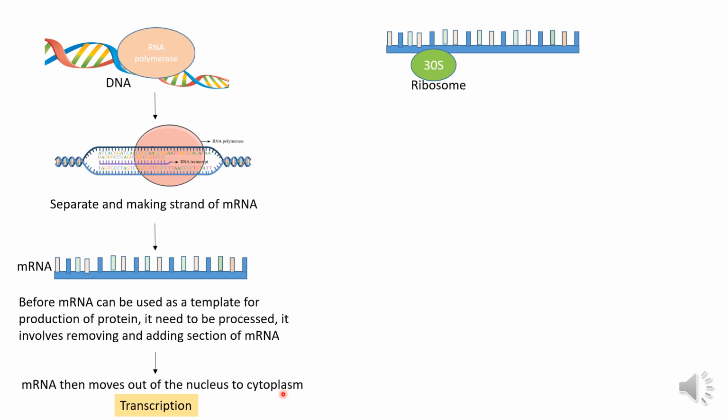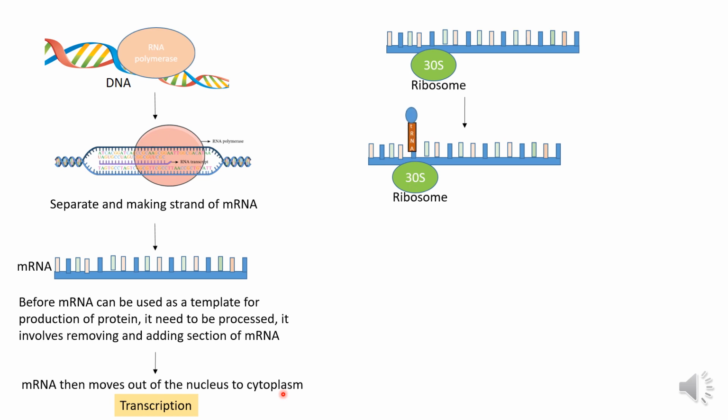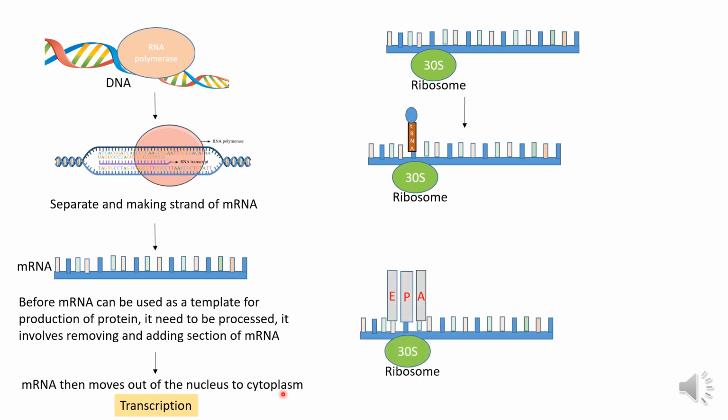Then this mRNA will bind with a 30S ribosome. Then tRNA will bind. Ideally, the tRNA binds with the P site of the 50S ribosome. The P site is also called the peptidyl tRNA binding site, which is occupied by the tRNA carrying the peptide chain during elongation.